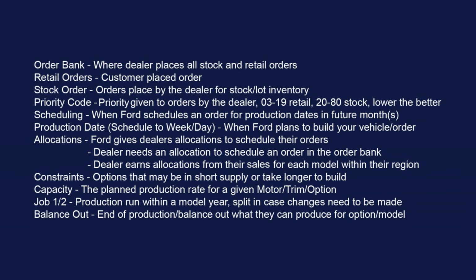Now, constraints, that's an option that may be in short supply or take longer to build. And capacity, that's the planned production rate of a given motor, trim and option. And Ford will actually tell us in a lot of situations, this is how many we're going to produce of this particular engine or this particular configuration. Job 1 and 2, that's a production run within a model year. They split it into a couple different jobs so that if they want to introduce something or they can't start something up because of production or capacity or the availability of it at the beginning of the model year, they'll bring it in job 2 when they know they can get the supply for it to start building them. Balance out, that's the end of production or the balance out of a model year. Also can be a balance out of an option, which we've seen in some situations.